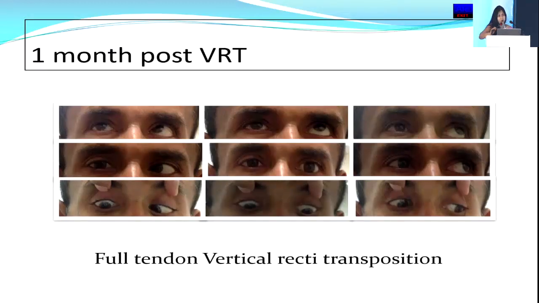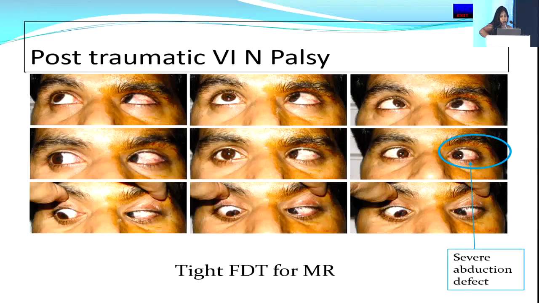In this case, we chose to do a full tendon vertical recti transposition, and you can see that the patient recovered good abduction as well as alignment. This is another case of post-traumatic sixth nerve palsy. Here also you can see a severe abduction deficit, and the FDT for the medial rectus is tight. So what do you do now?